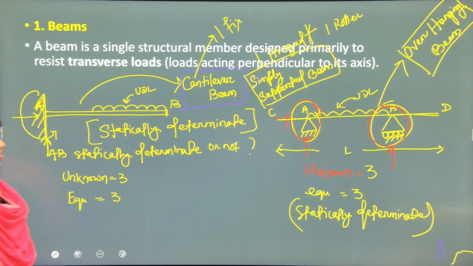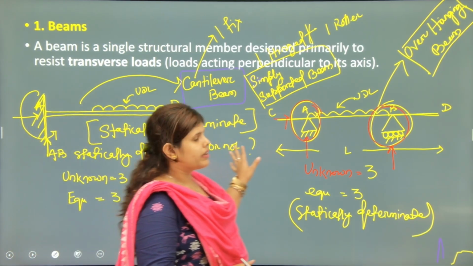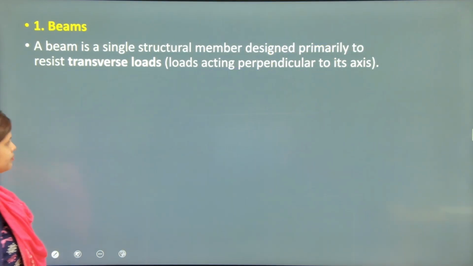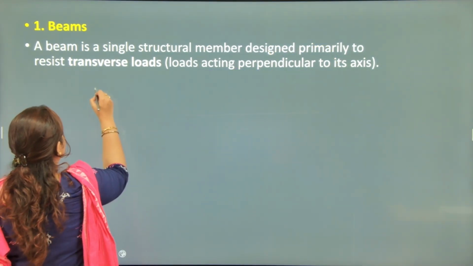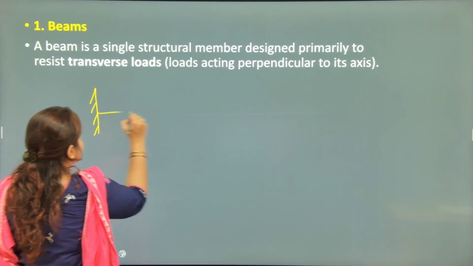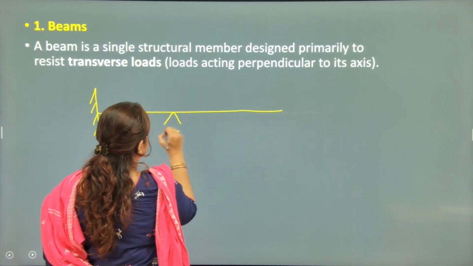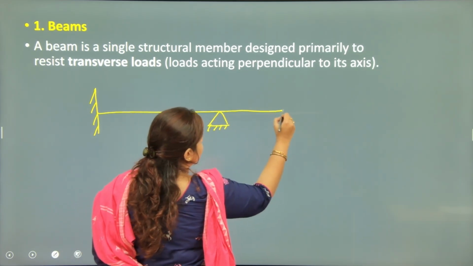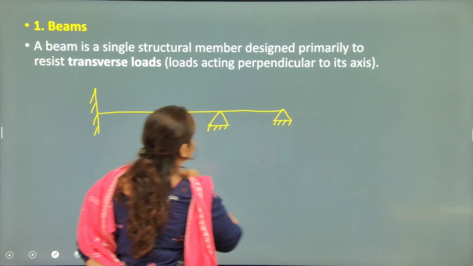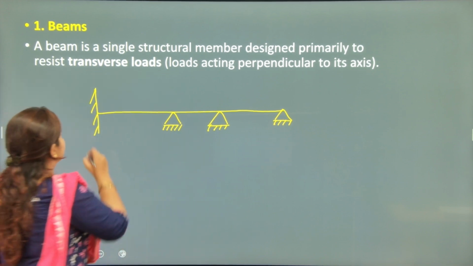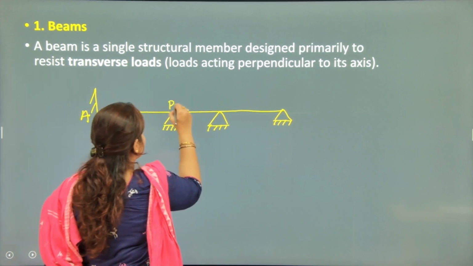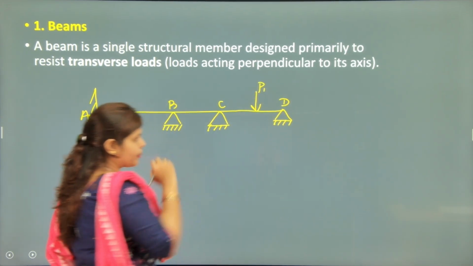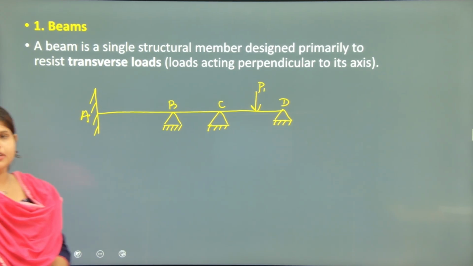Okay, we have discussed statically determinate; statically indeterminate we never discussed. So let's go for that. If we have a beam like here, we have the beam as ABCD.